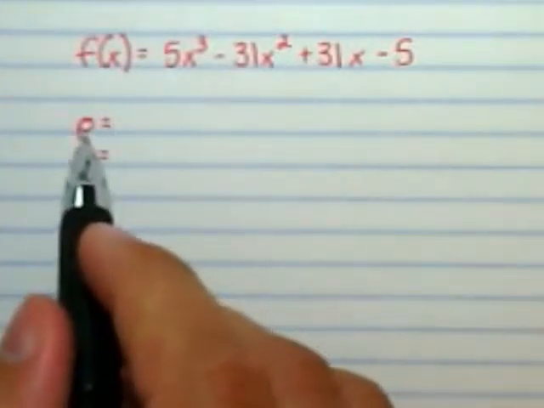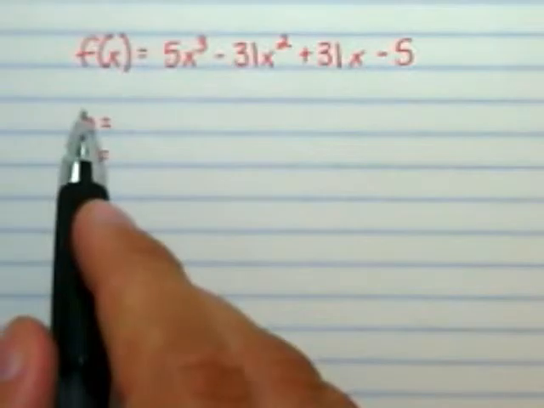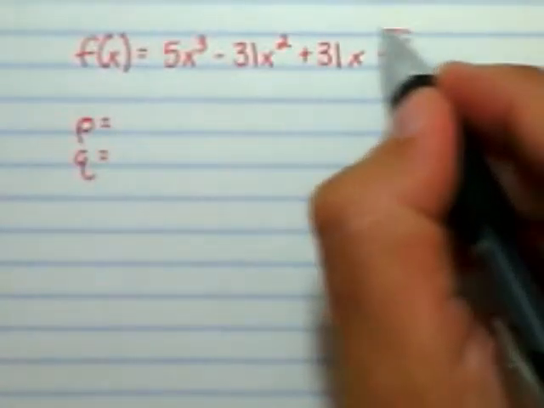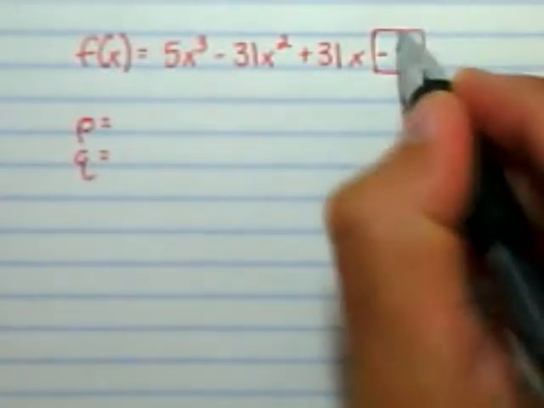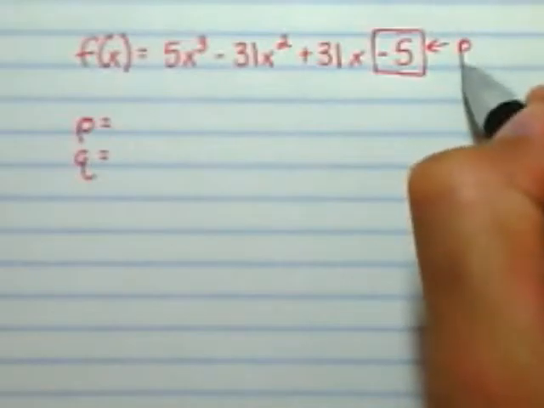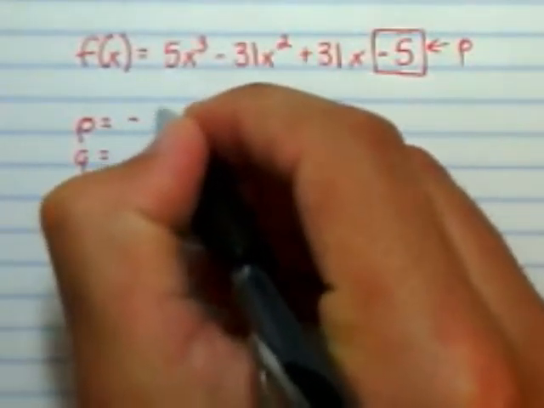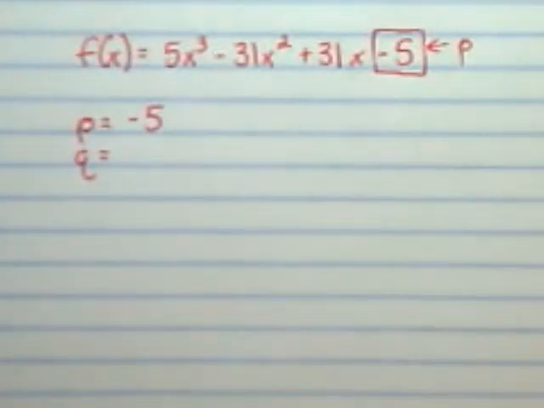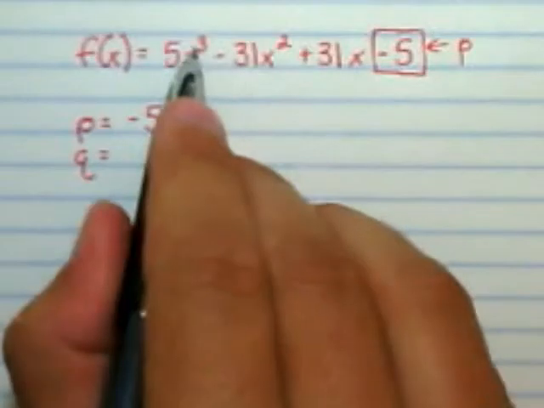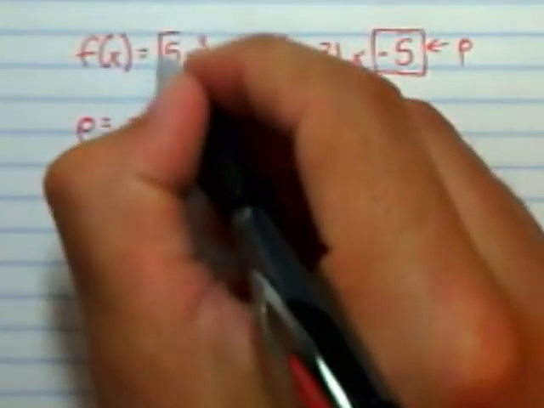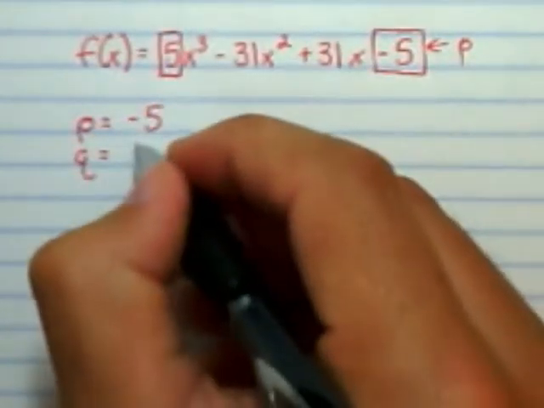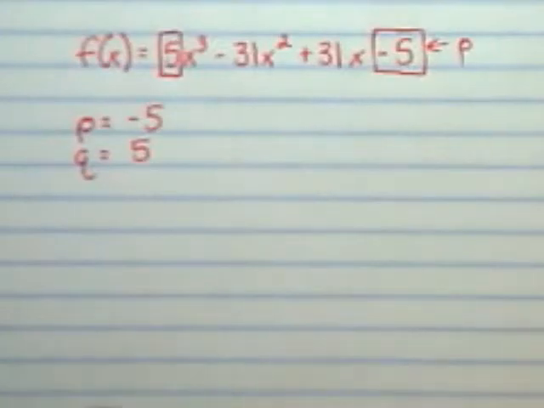Well, P, as we said in the previous video, is our constant. So this -5 would be our P because it's constant. It will always be -5. So P comes up here as -5. Q is our leading coefficient. So we look at our highest degree, which is 3, and the leading coefficient with that is 5. So 5 is our Q.